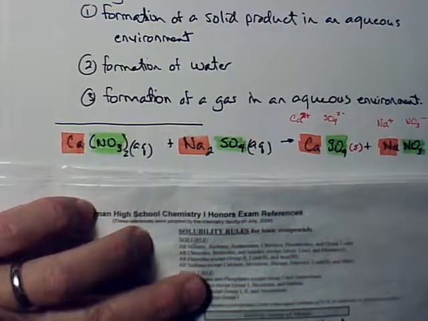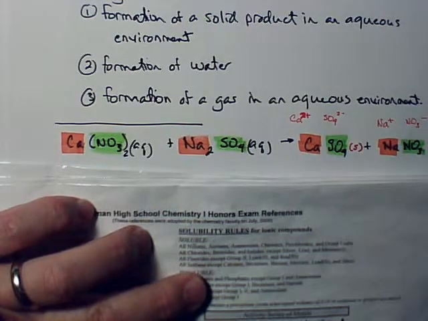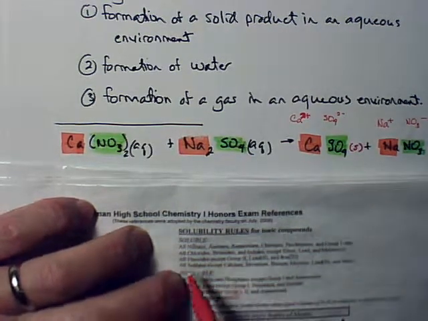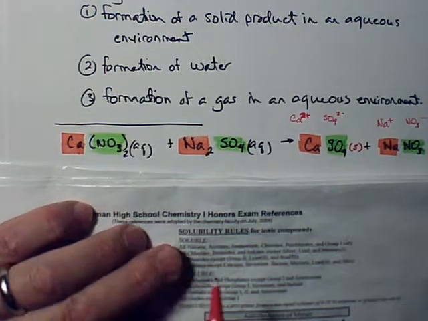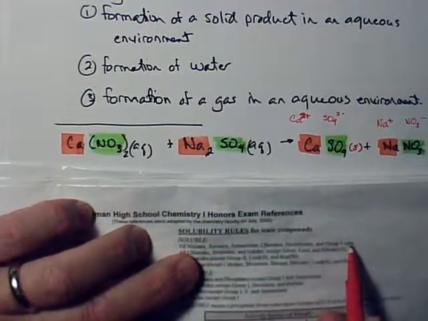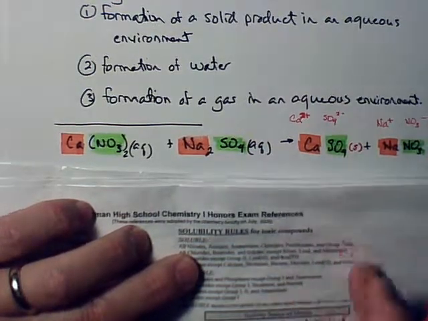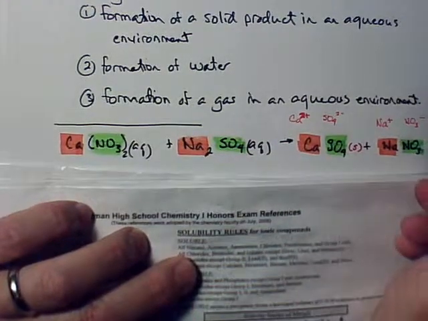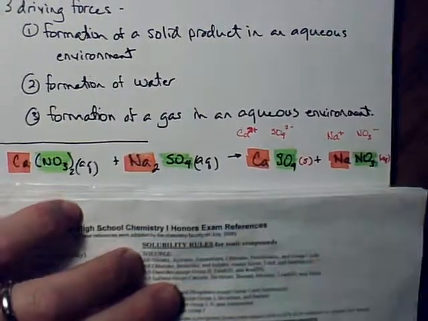Okay, what about sodium nitrate? Is it soluble or is it aqueous? I mean, solid or aqueous? You got to find either sodium or nitrate in the solubility rules and figure it out. It's soluble. Both group 1 salts, and that's a group 1 element right there. So this is a group 1 salt. Both group 1 salts and nitrates are soluble. So this is going to be aqueous. Okay?